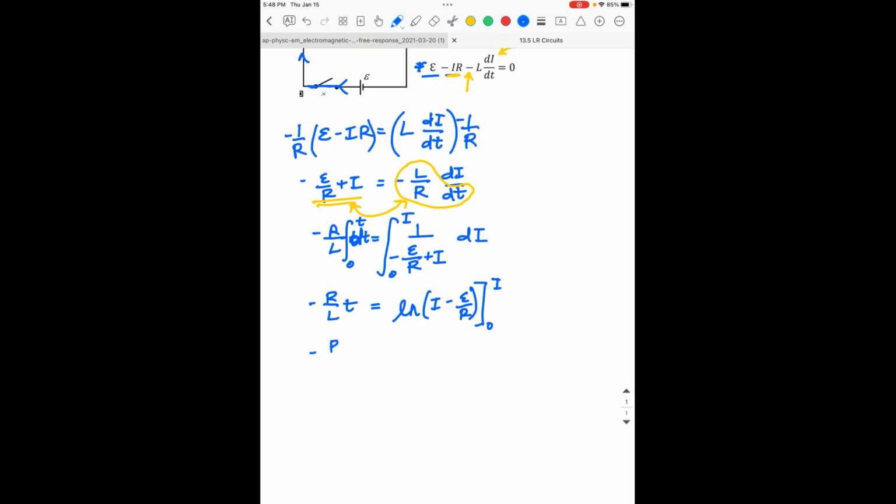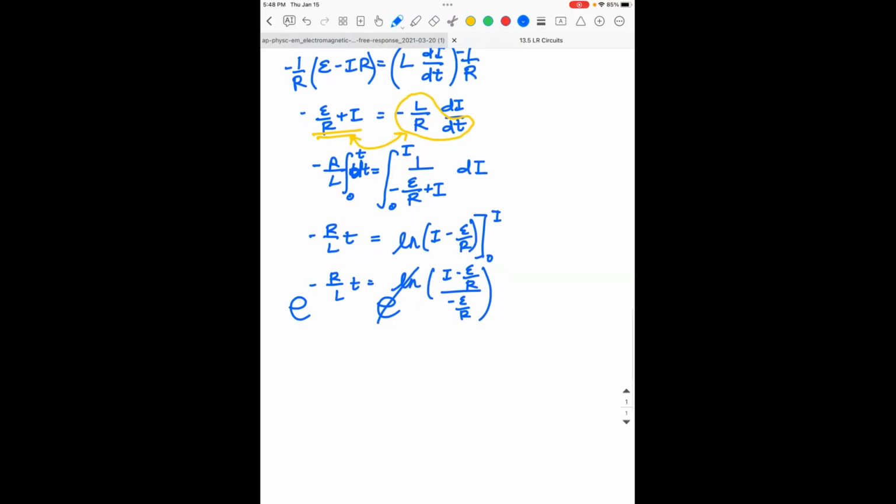So now I've got my ln of, substitute I for I, I get I minus EMF over R, and 0 minus EMF over R, which is just negative EMF over R. And then when I want to get rid of an ln, I take e to both sides, and I'm starting to see my equation forming.